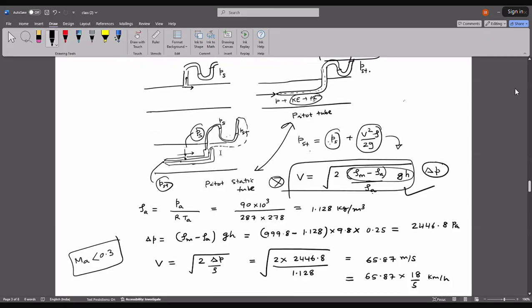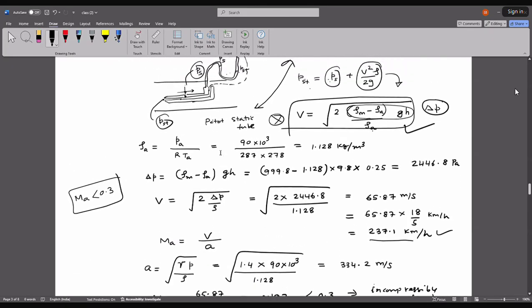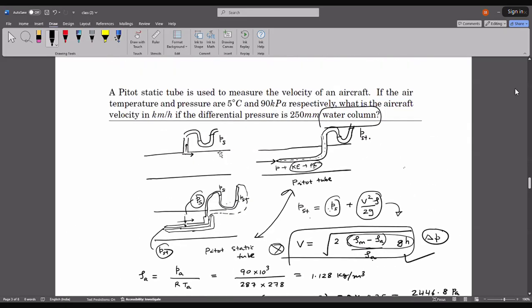Okay, so I think I would stop here. It's almost time. Again, in this chapter also, I would encourage you to solve more questions so that you get more practice.